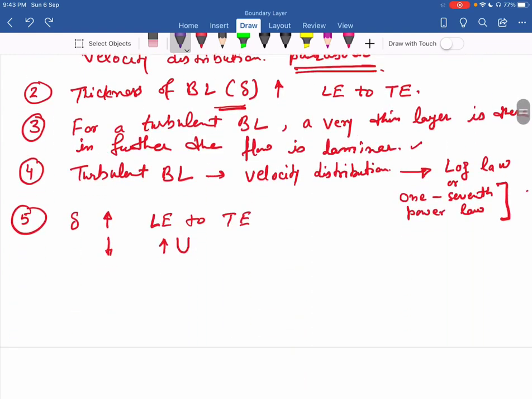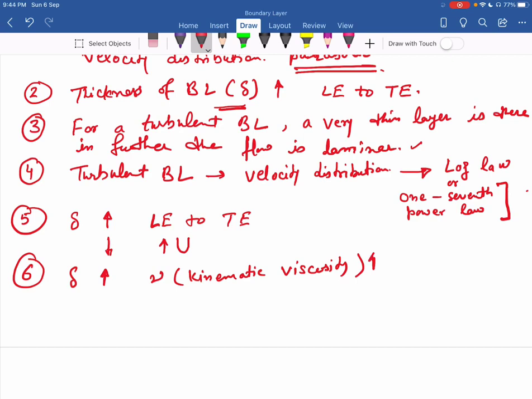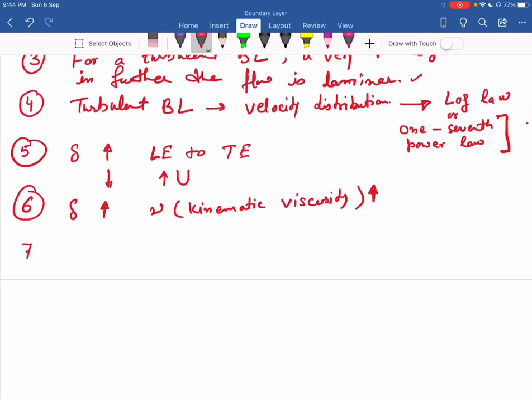Another point you can note here: delta increases as the kinematic viscosity, nu, increases. If the kinematic viscosity of the fluid increases, you have a larger value of boundary layer thickness, delta.